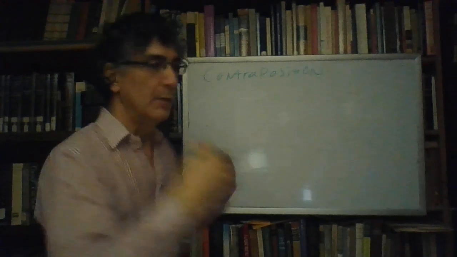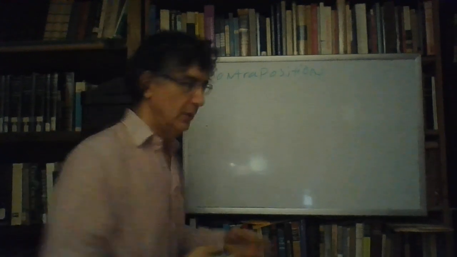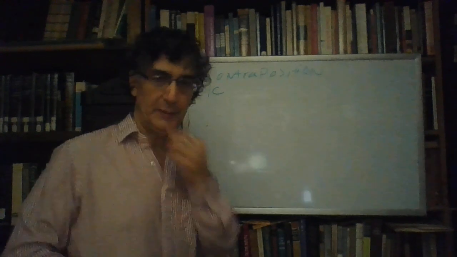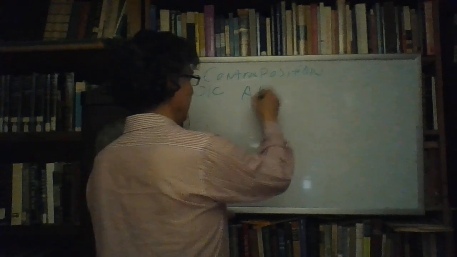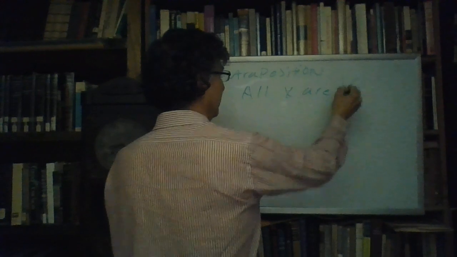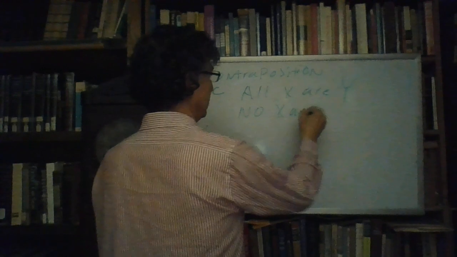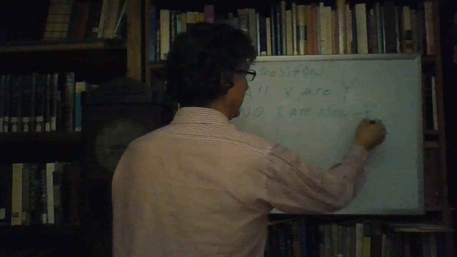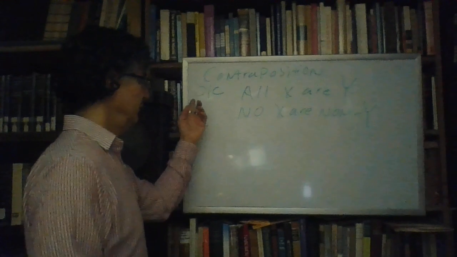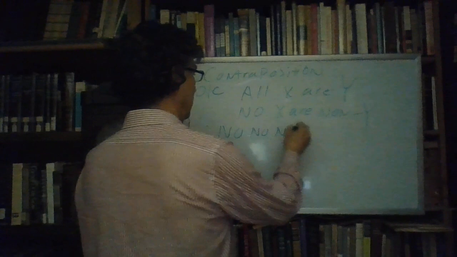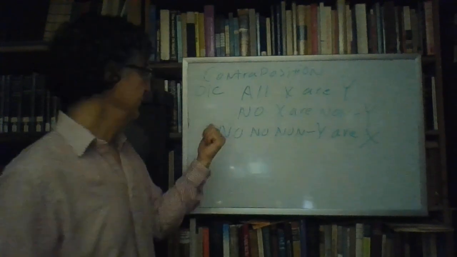All right, so from contraposition, we get partial contraposition and full contraposition. First of all, partial contraposition. You avert, then you convert a proposition. Let's start with something simple, like we did a minute ago. All x are y. If we avert that first, that's going to become no x are non-y, right? You know that, that's obversion. Then we convert that: no non-y are x. And that's our partial contrapositive, okay?